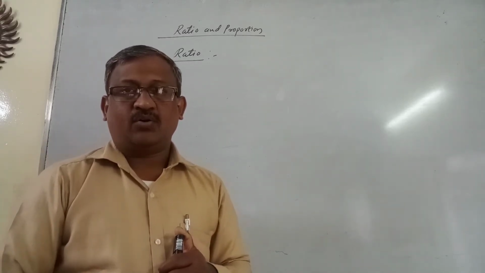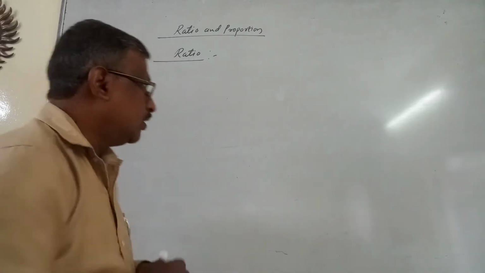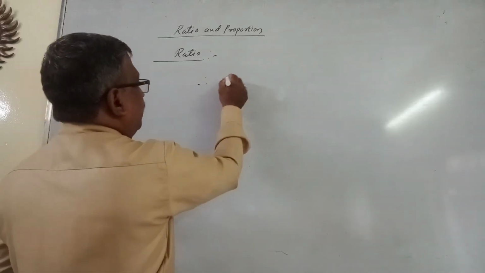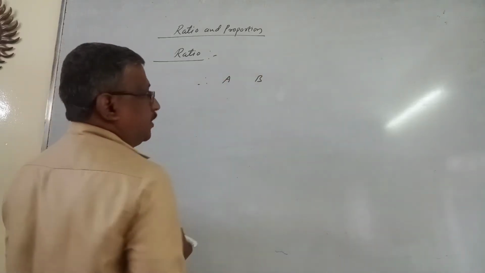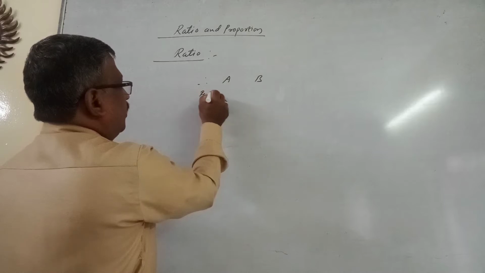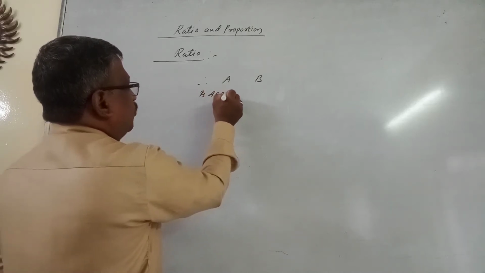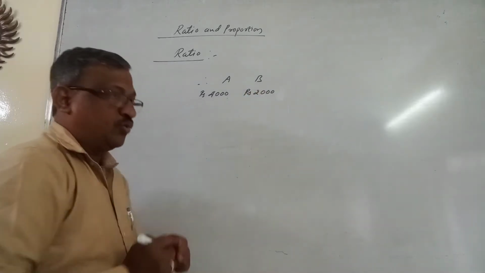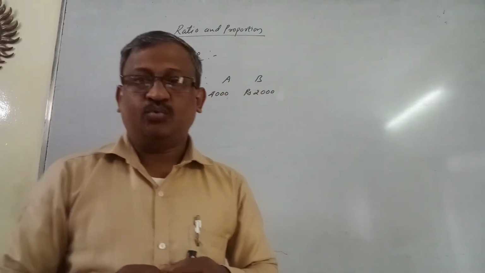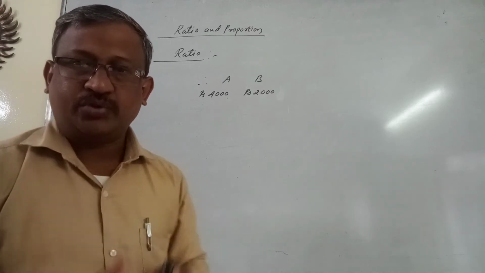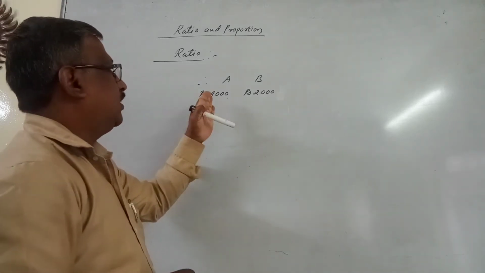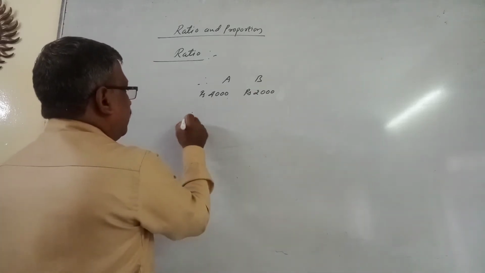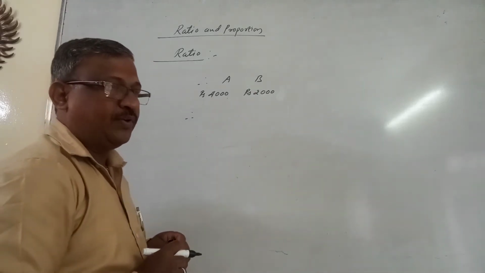To make the meaning of ratio clear, we can have an example. Suppose two persons are there, A and B. A's income is given as rupees 4,000 and B's income is rupees 2,000. Whenever we want to compare any two things, we make use of ratio. Here I want to compare the income of A with B, right? To compare, as I said, we make use of ratio.